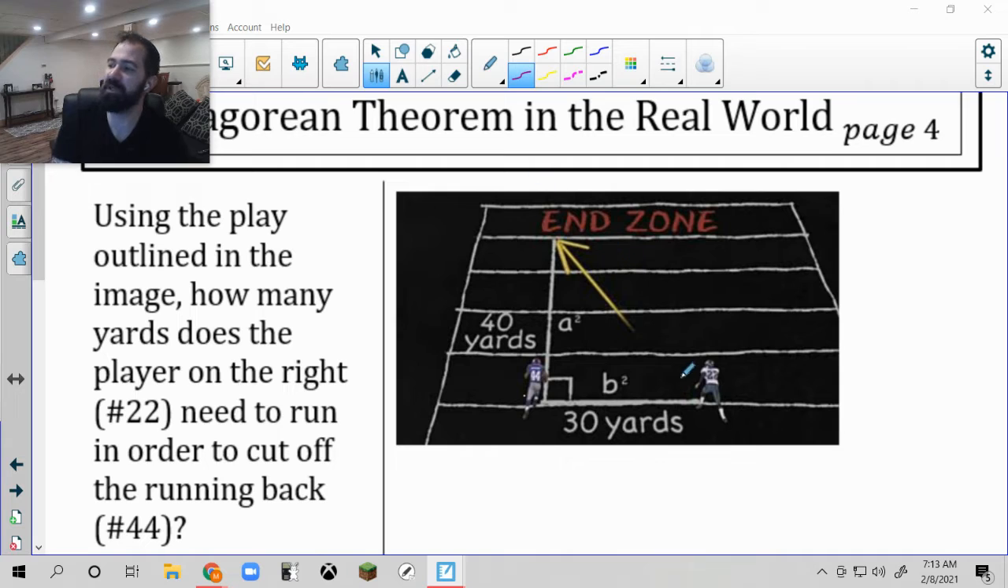All right. 30 yards, 40 yards. How far does he have to run to cut the player off before he gets to the end zone? Okay. We know that A is 40, B is 30. How far does he have to run?